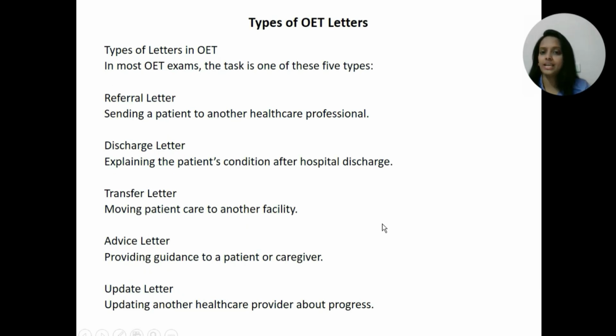So, in most OET exams, the task is one of these five types. It could be a referral letter, where you're sending a patient to another healthcare professional, or a discharge letter, in which you're explaining the patient's condition after hospital discharge, or a transfer letter, that means moving patient care to another facility or another clinic, or an advice letter, where you're providing guidance to a patient or to a caregiver, and an update letter, which means you're updating another healthcare provider about the progress. So the referral letter is the most common one.